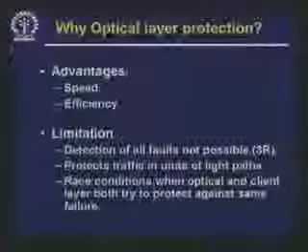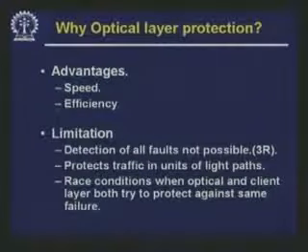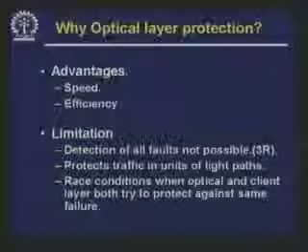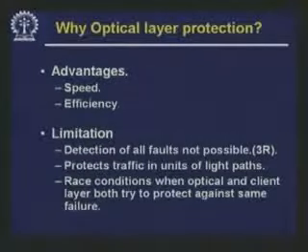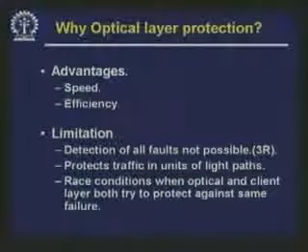So what is the advantage of optical layer protection? Speed and efficiency, and a limitation would be that detection of all faults may not be possible. It protects traffic in units of light paths. Okay, so this is another problem. As I mentioned, the granularity of a light path is very coarse. It may be 2.5 Gbps, so you are giving protection at that level of granularity, which may be quite high. And as I just mentioned, there are race conditions when the optical and client layers both try to protect against the same failure.